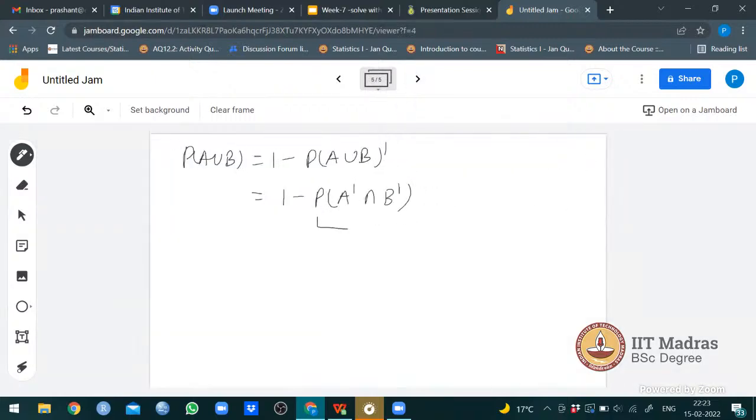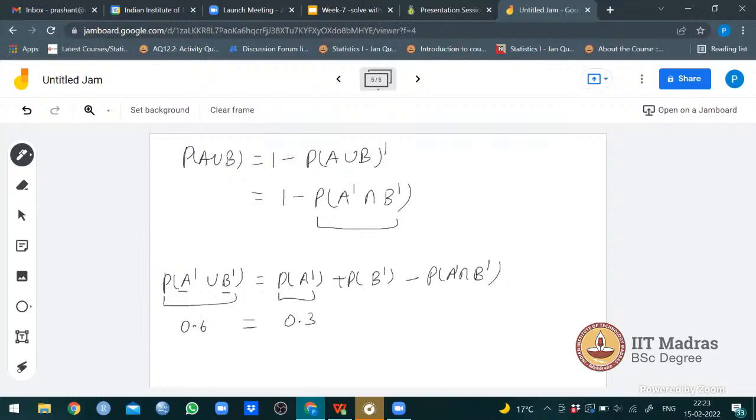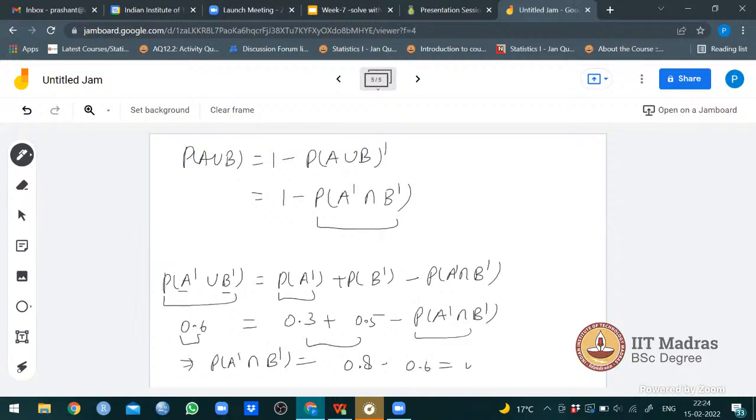So you have to calculate this quantity. You can write it as probability of A complement plus probability of B complement minus probability of A complement intersection B complement. This quantity is given in the question, which is 0.6, and this is 0.3, and this is 0.5, minus probability of A complement intersection B complement. Taking this to the left side of the equation, it will be 0.8 minus 0.6, which is 0.2. So here your equation will be 1 minus 0.2, which is nothing but 0.8.